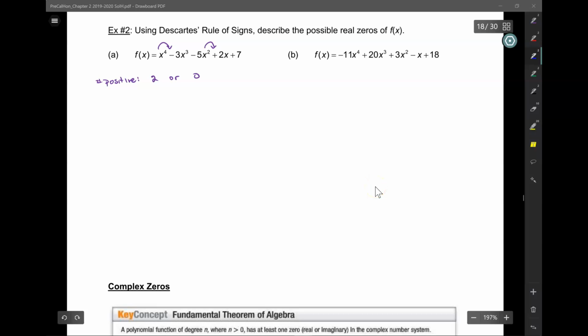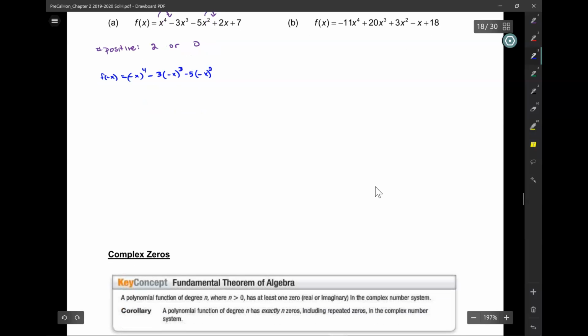All right, so for the negative case, we do f of negative x, which means we have to put in negative x for every single x. So that's going to be negative x to the 4 minus 3 times negative x cubed minus 5 times negative x squared. I'm going to do it like this one time, and then from now on, we're always just going to find a pattern and do it with a pattern. Plus 2 times negative x plus 7.